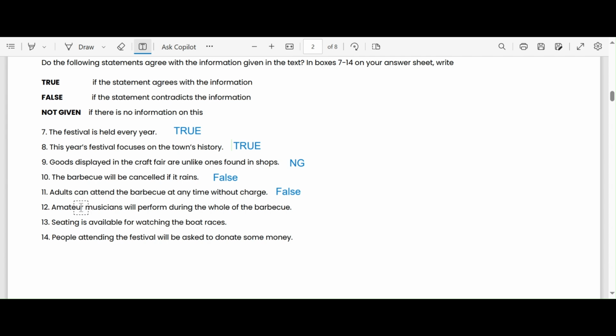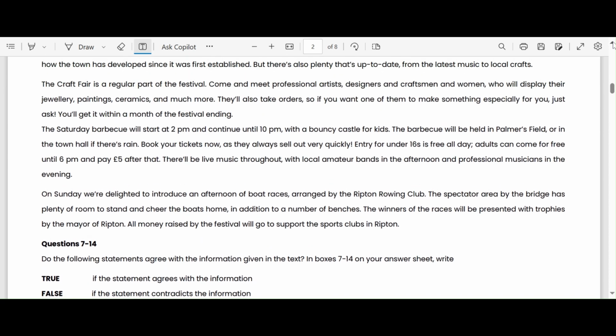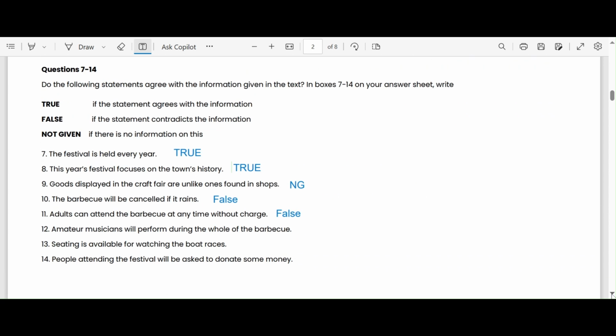Or what would be the negative of amateur? Its opposite, professional musician. So then it will also be false. So let's see if it's true or false. We're gonna read where we left it. "There will be live music throughout with local amateur bands in the afternoon and professional musicians in the evening." So amateur bands will perform in the afternoon and professional musicians in the evening. That means amateur musicians will not perform during the whole of the barbecue, because in the evening professionals will perform. So this will also be false.